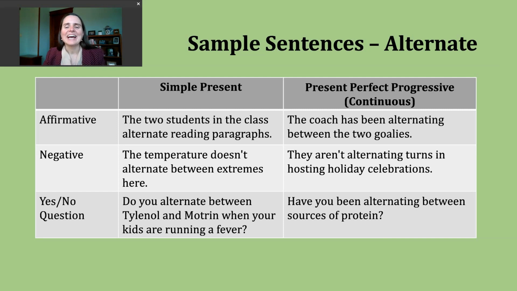Okay? Let's talk about making negative present perfect progressive sentences. To do this, again, you pay attention to the subject and you use have or has, followed by not, then the participle been, and then the ing form of the verb. You might also hear have not combined into haven't or has not combined into hasn't. An example of this might be, they haven't been alternating turns in hosting holiday celebrations.